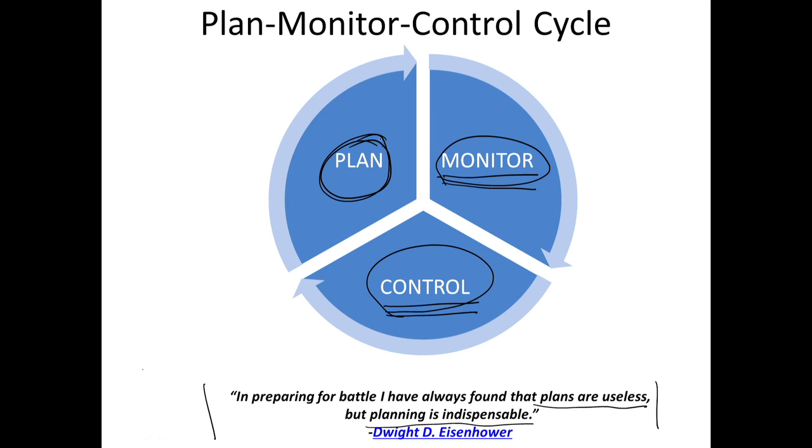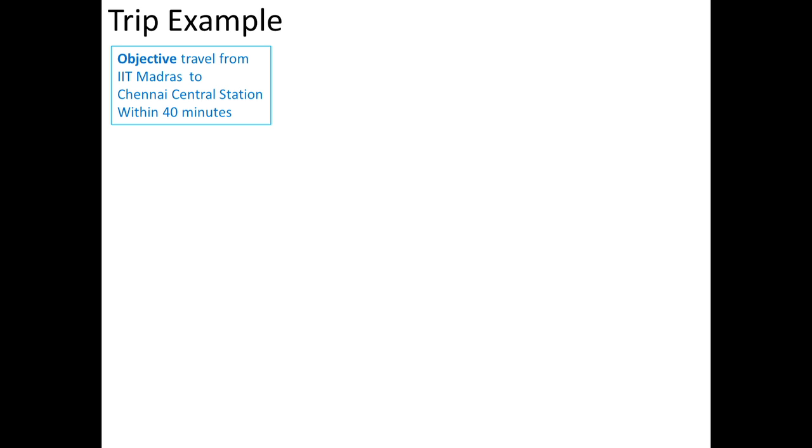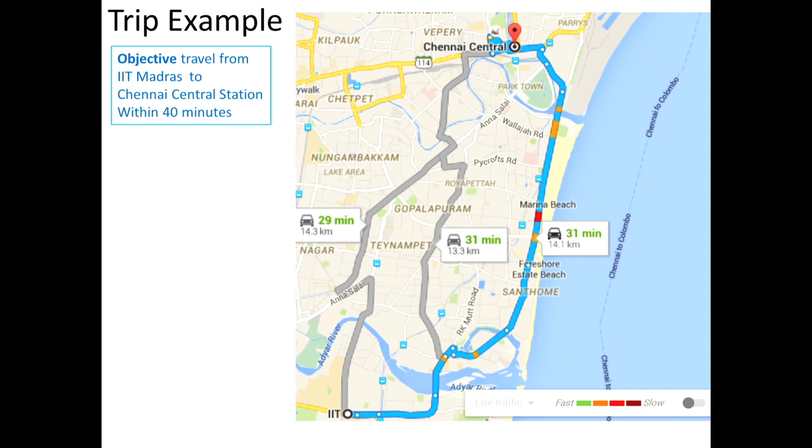Let me illustrate this with an example. Okay, this is a very simple example. Let me say the objective is to travel from IIT Madras to Chennai Central, and you have 40 minutes to do it. You have a train to catch and you want to travel from IIT Madras to Chennai Central Station. Now obviously you have to develop a plan. What would you do to plan? Think about it.